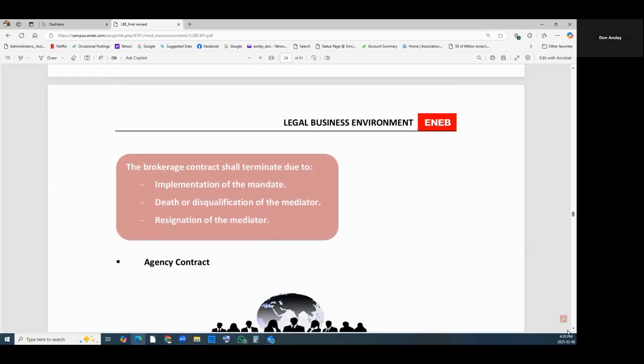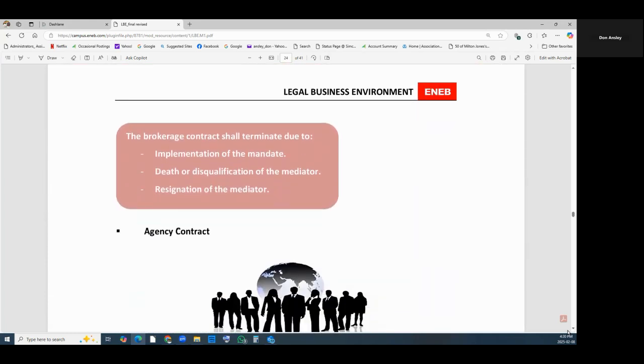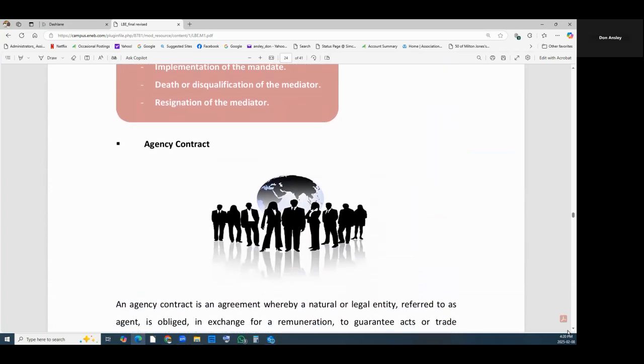The brokerage contract shall terminate due to the implementation of the mandate, the death or disqualification of the mediator, or the resignation of the mediator.